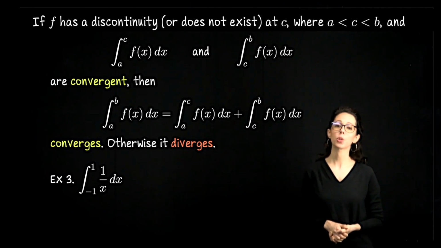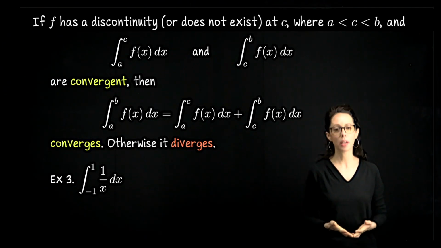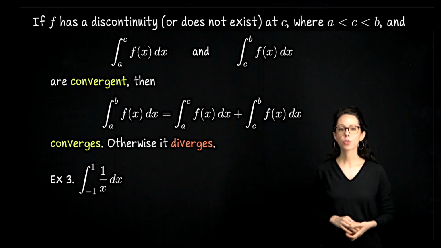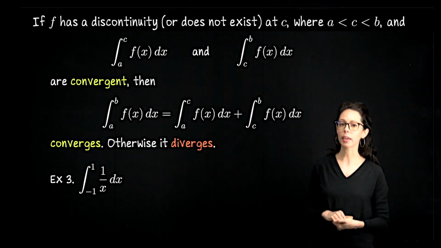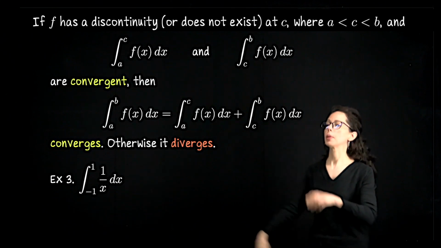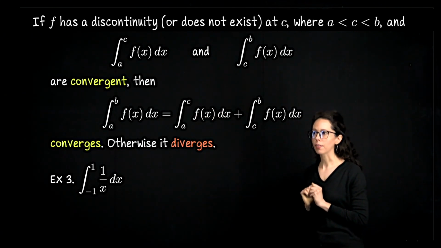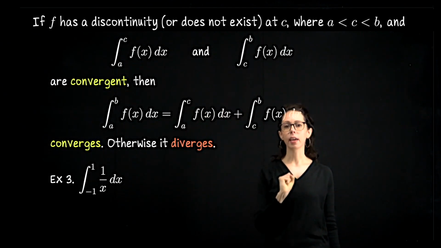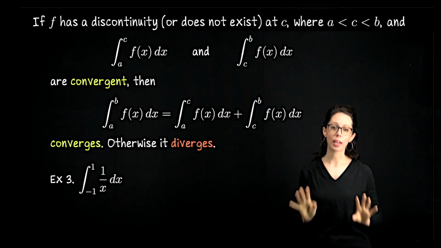Now let's talk about the situation where the function might experience something like a vertical asymptote in the middle of the domain of integration. So suppose that f is a function that we are analyzing from a to b, but it has a discontinuity at c, which could be, say, a vertical asymptote. What we want to do is take our computation and break it apart at c. So we will do the definite integral from a to c, and then from c to b, we'll treat these two pieces as separate integrals.